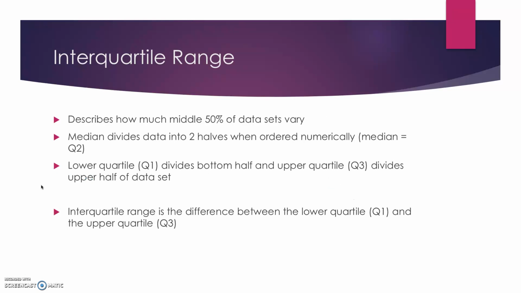The next measure of dispersion is the interquartile range. This describes how much the middle 50% of the data set varies. As mentioned before, the median is also called Q2, and this is because it's between the lower quartile, which is Q1, and the upper quartile, which is Q3. The lower quartile divides the bottom half of the data, and the upper quartile divides the upper half of the set.